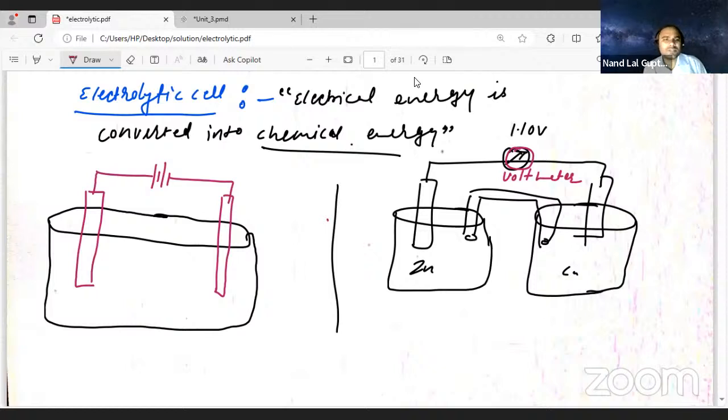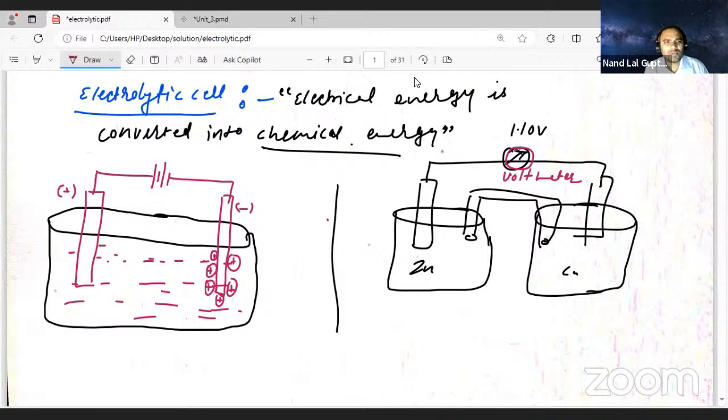Now, if you put the electrolyte, what will happen? Suppose this is negative and this is positive. Positive charge will be deposited on the cathode and negative charge will be deposited on the anode. So this is the process of electrolysis.